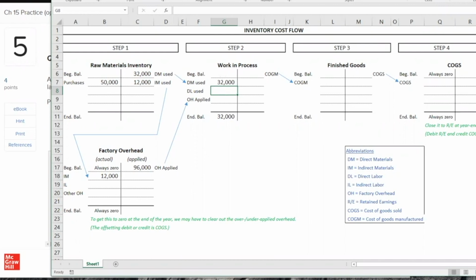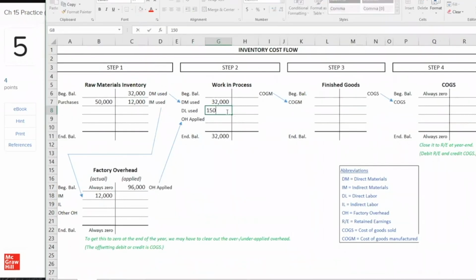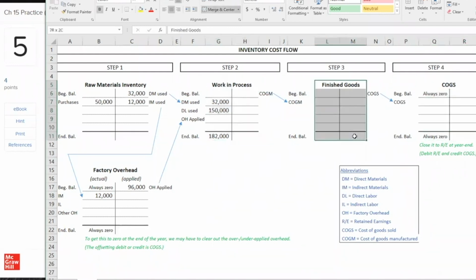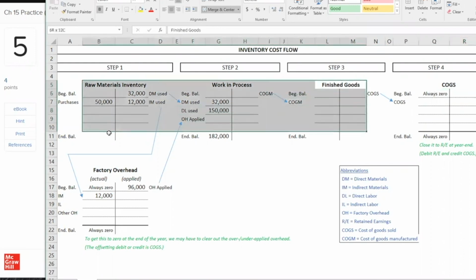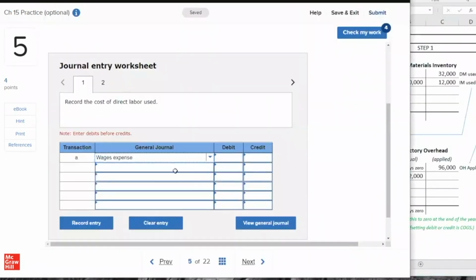So that's going to go here. Direct labor is 150,000. It's going to go here. This labor will not be an expense until we actually sell the stuff. Everything here is going to go here, and then when it's sold, it's going to go here. This is an income statement. This is an expense. But until then, it's an asset. For direct labor use, we're going to debit work in process.